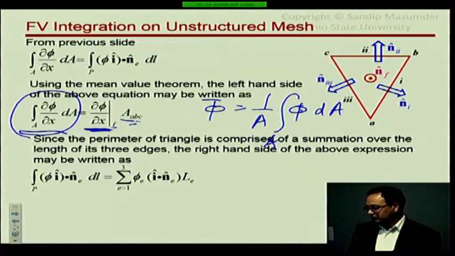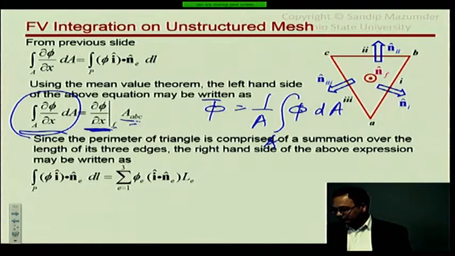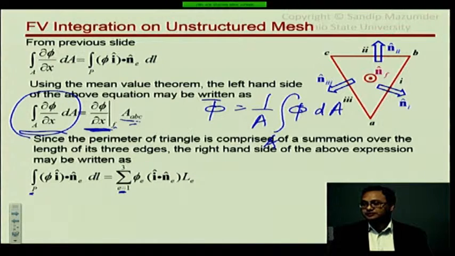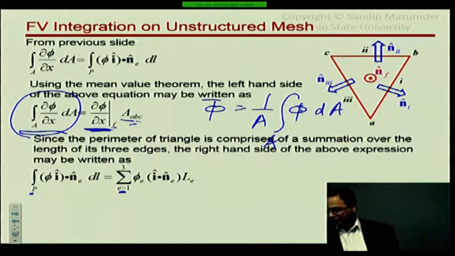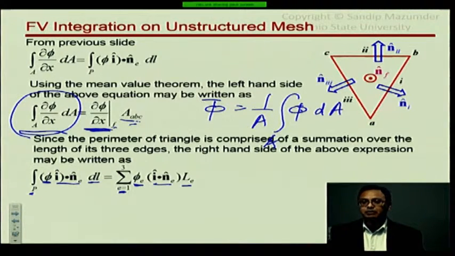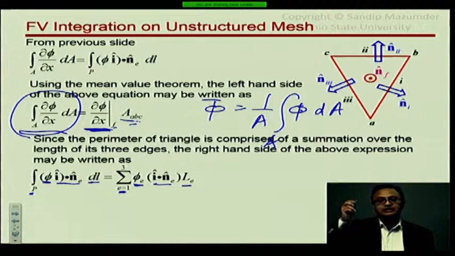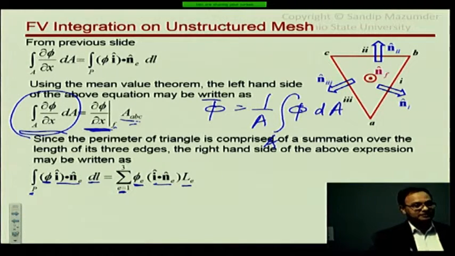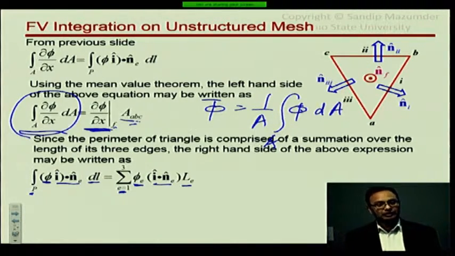Now, the perimeter of this triangle is composed of a summation over the lengths of its 3 edges. So this integral I can write as summation over the 3 edges. Phi becomes the average value of phi at the edge, and then I dot ne is I dot ne. dl simply becomes the length of the edge. So we're replacing the integral by a discrete summation over the faces. Everybody with me so far?